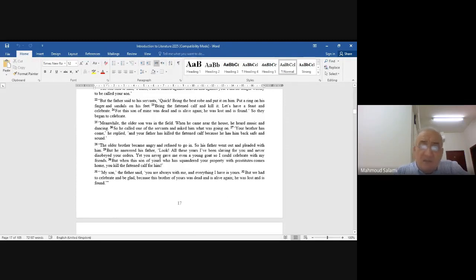But he answered his father, 'Look, all these years I have been slaving for you and never disobeyed your orders. Yet you never gave me even a young goat so I could celebrate with my friends. But when this son of yours who has squandered your property with prostitutes comes home, you kill the fattened calf for him.'